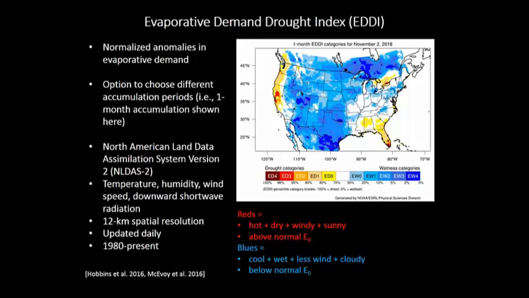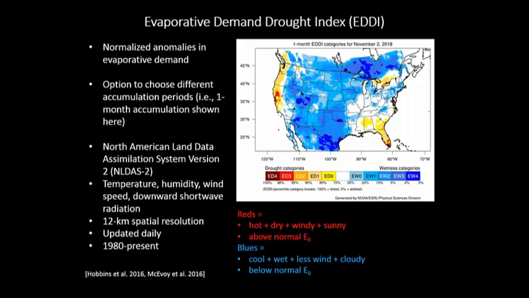And so what this map really shows is the oranges and the reds are above normal evaporative demand, and so that would be some combination of hot, dry, windy, cloud-free conditions. And then the blues would indicate a combination of cool, wet, less wind, and cloudy, and below normal evaporative demand.